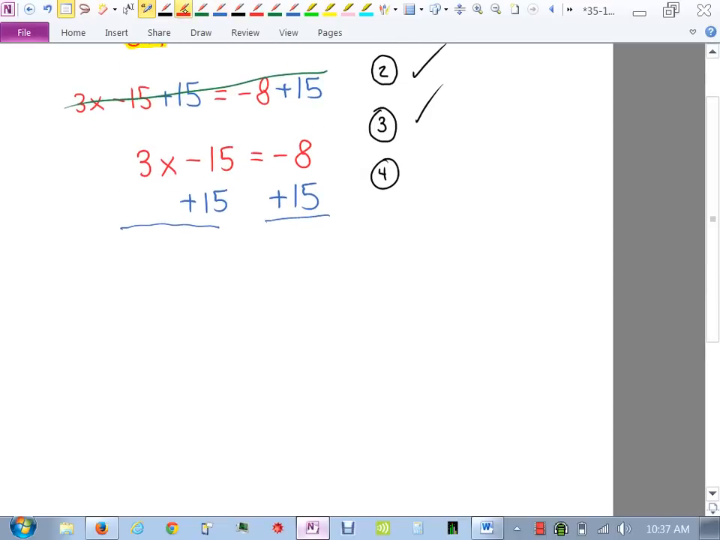Now I'm going to add down. 3x is added to nothing. Negative 15, straight down, these go away, so I have nothing, right? Always bring down the what? That equal sign, don't forget that equal sign. We still have equals in the middle. And on the right side, what's negative 8 plus 15? 7, positive 7. So we have done step 4, haven't we? We've isolated the variable term. We have 3x equals 7.